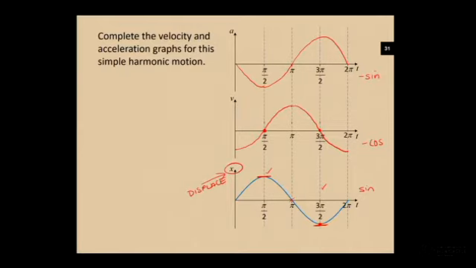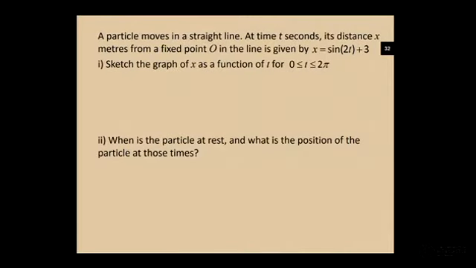Now again, you can check wherever there was a stationary point on the velocity, it should have given you a zero spot there. So all those things should agree along the way. And we're about to remind ourselves about this because the bottom example is going to give me an x equals, and now life suddenly got a little bit harder because it says: particle moves in a straight line, its distance x, all right, its displacement, I think I might have to tell Dave that should be, x is equal to sine of 2t plus 3.